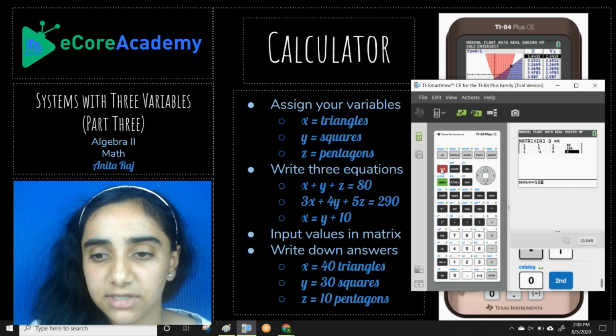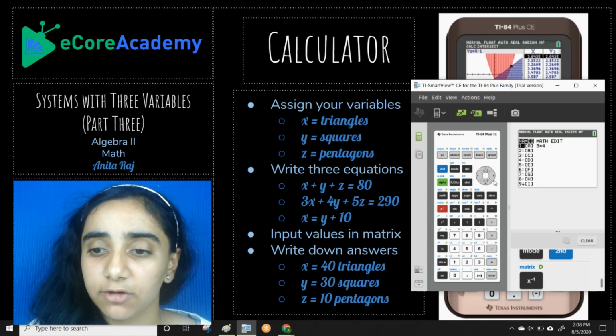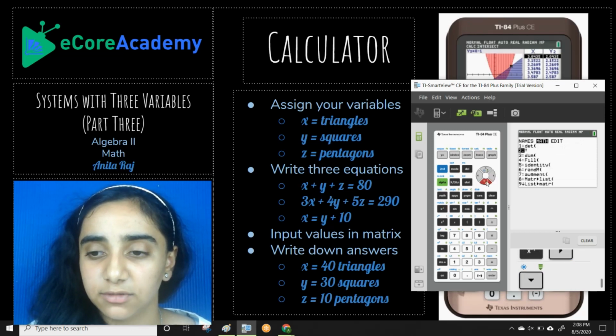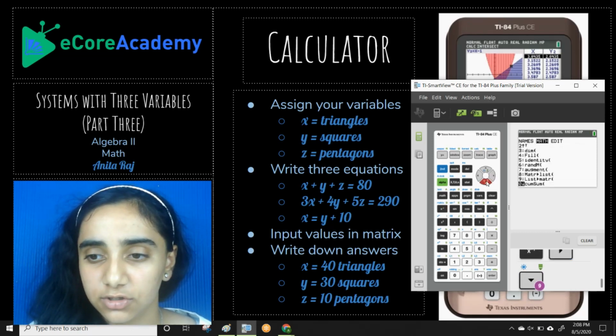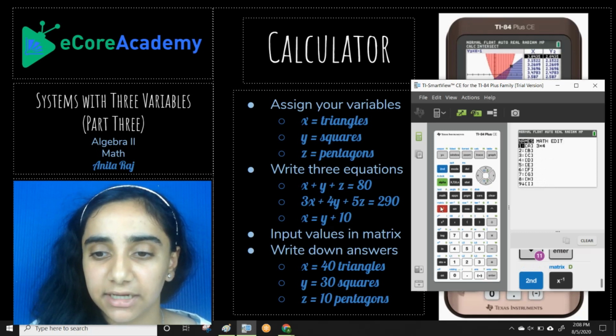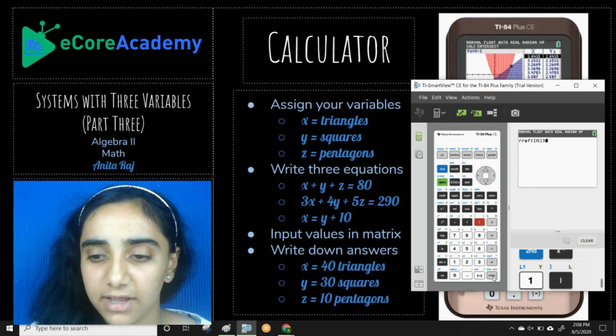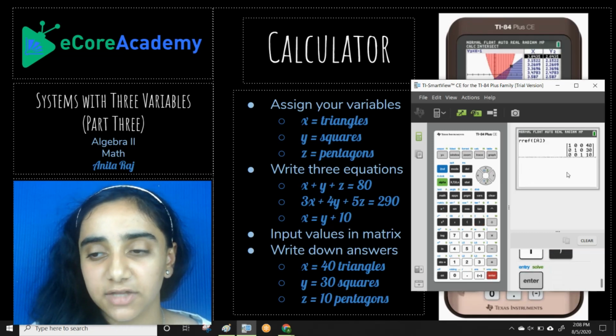Afterwards, we just want to press second mode to quit the screen. Then we want to do second x to the negative 1 again. And then we want to hit right to go to math, and we want to scroll down to RREF. So we're going to scroll down, and I'm on RREF, then I hit enter, and I'm taken to the home screen again. Now we want to select our matrix A, so second x to the negative 1, hit 1 to select matrix A, and then just close parentheses, and if I hit enter, I should get the exact same answer, which I did.